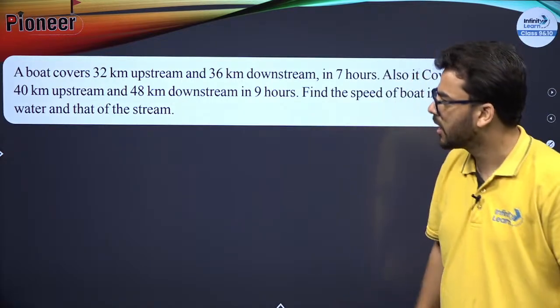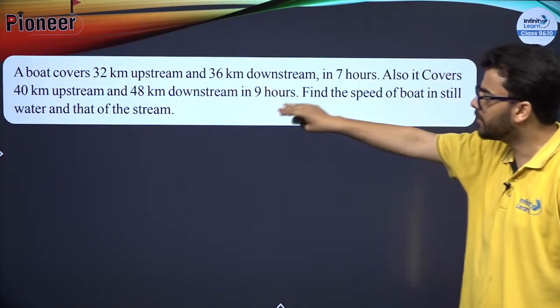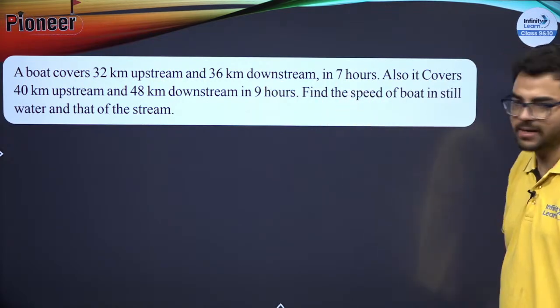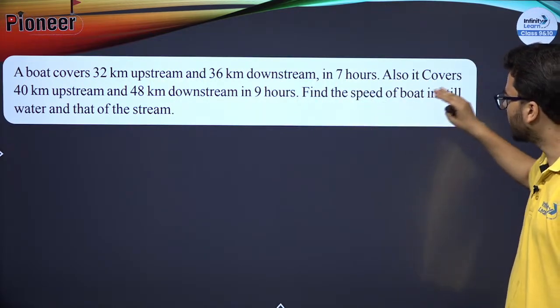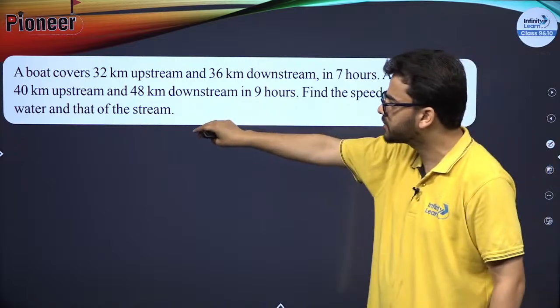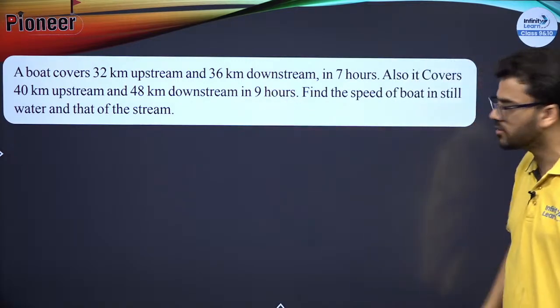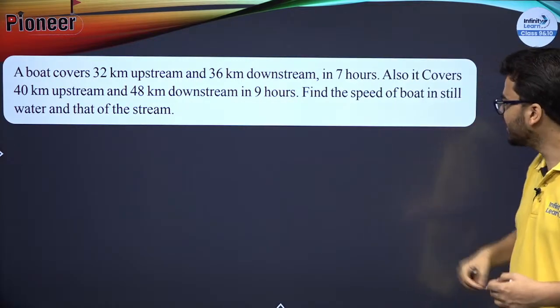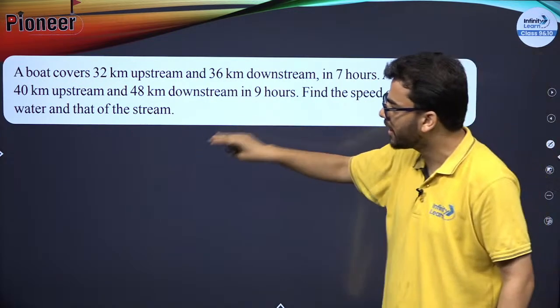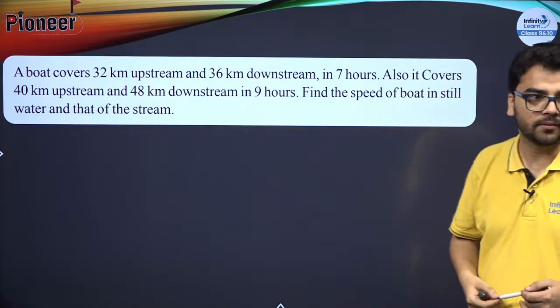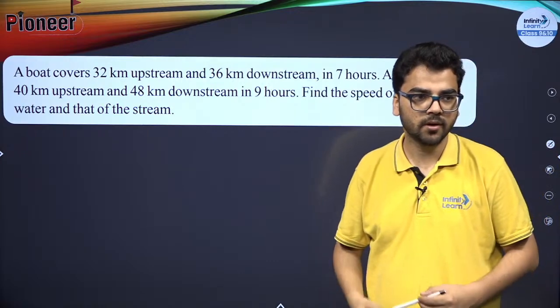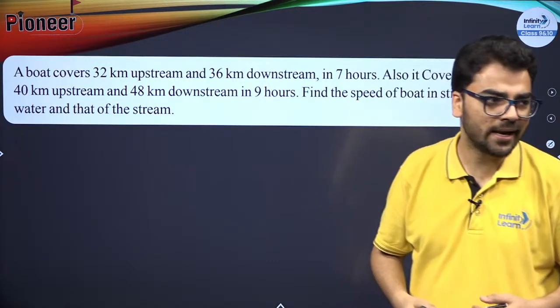Try doing this one. A boat covers 32 km upstream and 36 km downstream in 7 hours. Also, it covers 40 km upstream and 48 km downstream in 9 hours. Find the speed of the boat in still water and that of the stream. Okay, try doing it, guys, and let me know the answer.